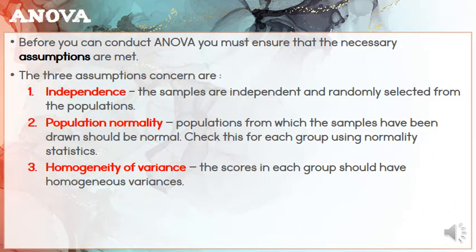Before we can conduct ANOVA, we need to ensure that the necessary assumptions are met. So there are three assumptions. The first one is independence, where the samples are independent and randomly selected from the population. Second assumption, population normality. So population from which the sample have been drawn should be normal. And the third assumption is homogeneity of variance, where the scores in each group should have homogeneous variance.